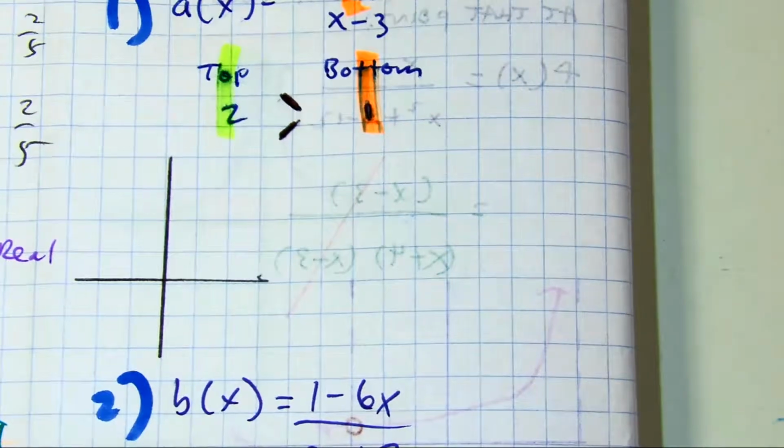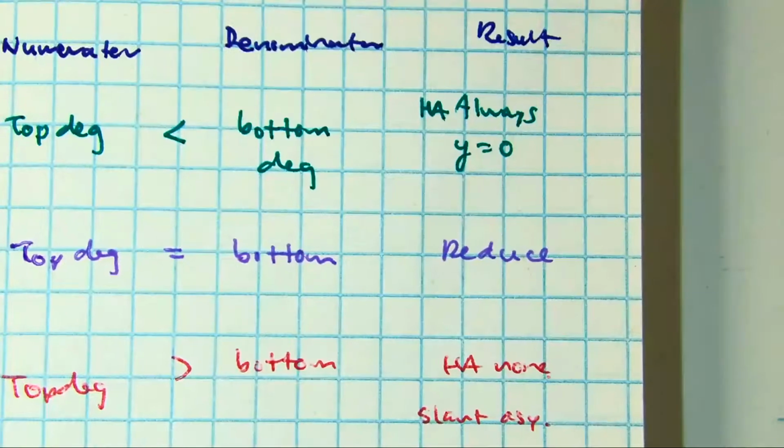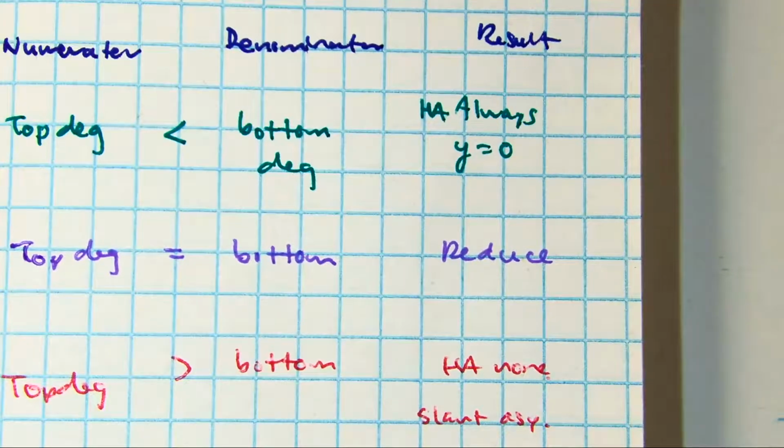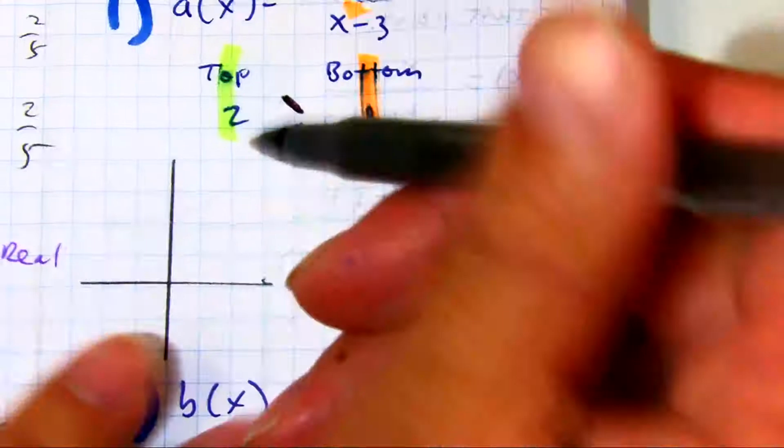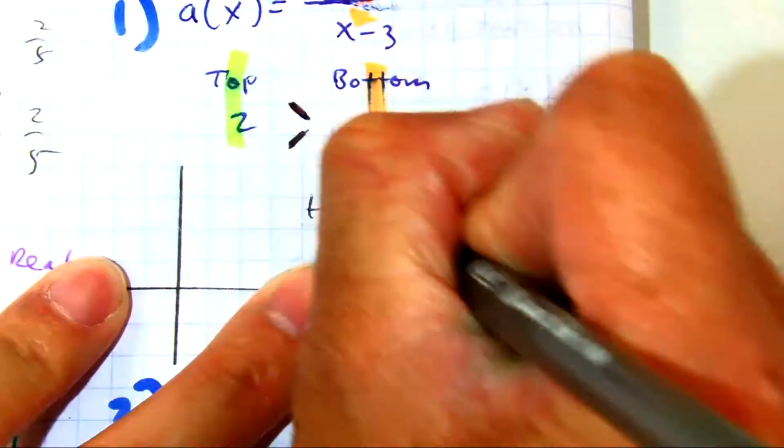The distance between this line and this line is small. The distance between this one and this one is big. This is bigger than this number. Larger. 2 is greater than 1. Look at your chart. Where is it greater than? And our answer is what? None. Horizontal asymptote, there is none, is my answer.